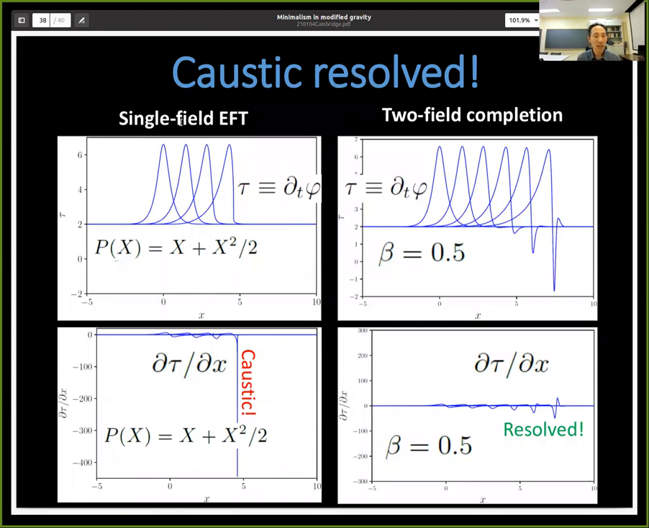In the case of single field EFT, we form a caustic, where this is the first derivative, this is the second derivative, and the second derivative diverges. But in the two-field model, we can go through. So this is caustic free.